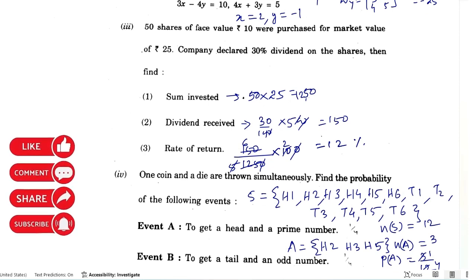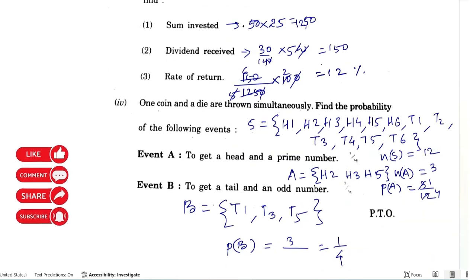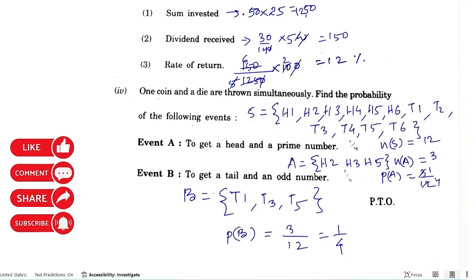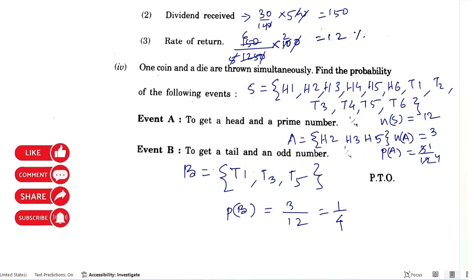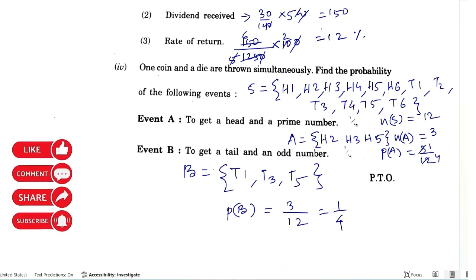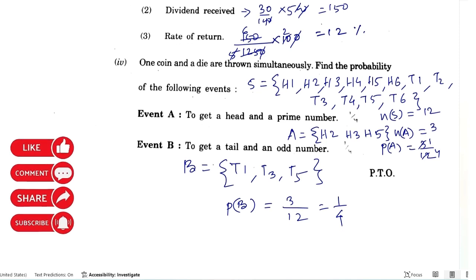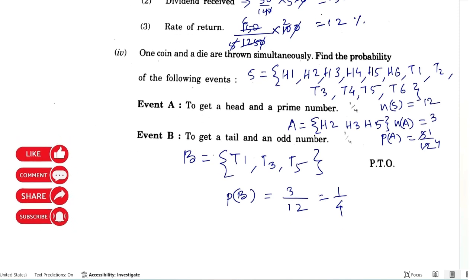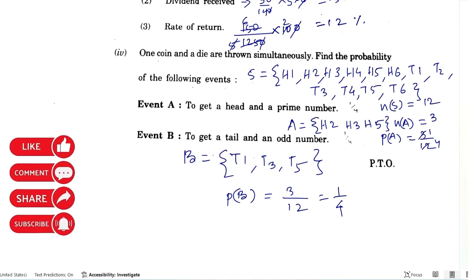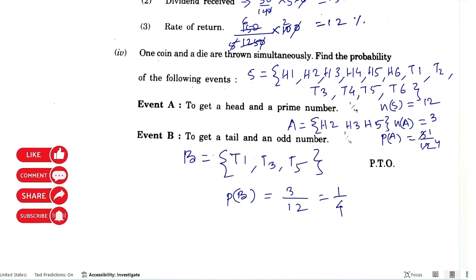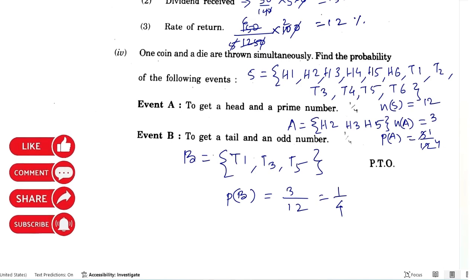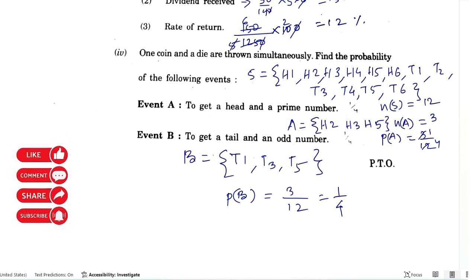Fourth one is from probability. One coin and one die are thrown simultaneously, and we have to find the probability of these two events. A, which is to get a head and a prime number. Event B, to get a tail and an odd number. So the sample space will have 12 elements, H1 to H6, and then T1 to T6. So n(S) will be 12.